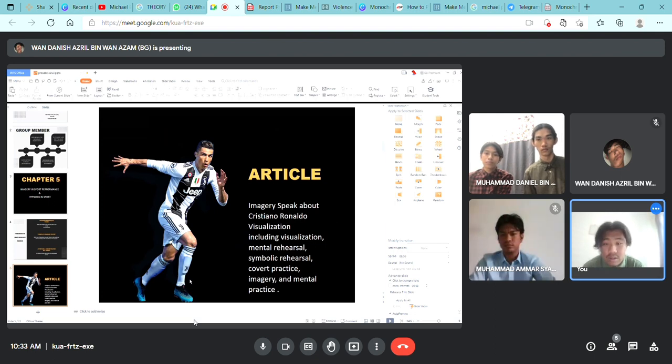Next, I will talk about an article. This article speaks about Ronaldo's visualization, including visualization, mental rehearsal, symbolic rehearsal, covert practice, imagery and mental practice, internal imagery and external imagery, and how Ronaldo has applied it.